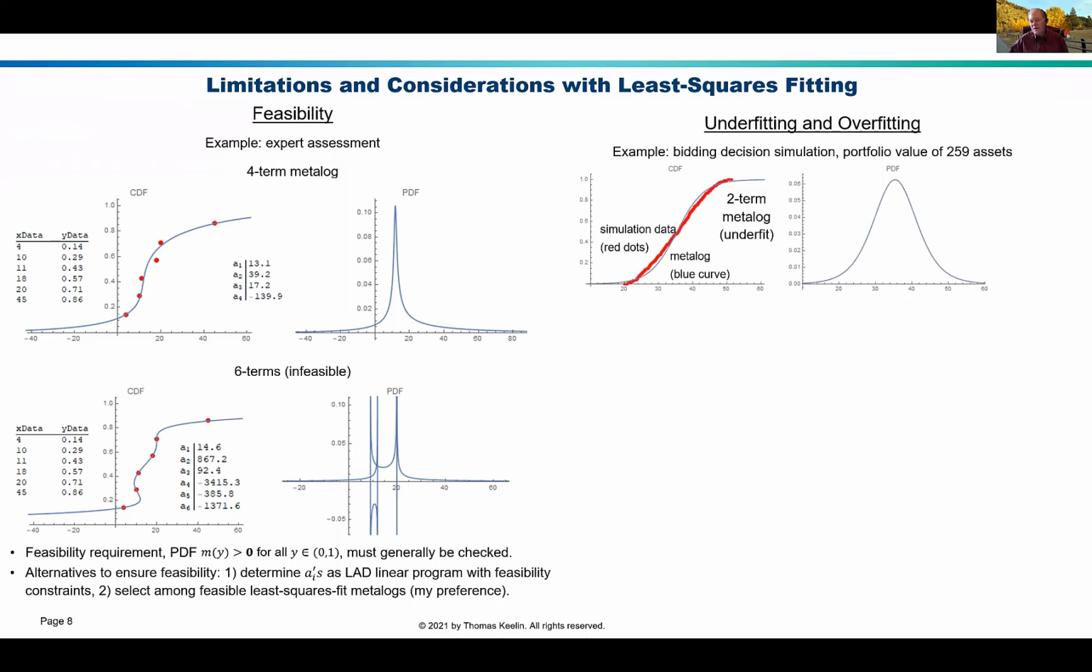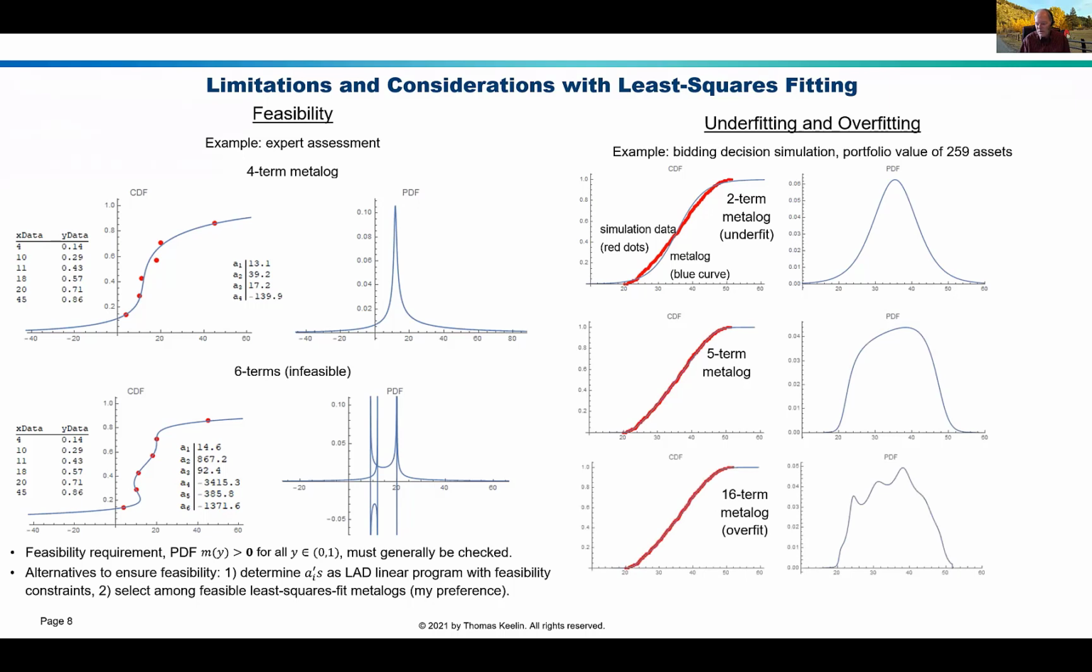A second consideration is overfitting and underfitting. For example, I have some data here from an actual decision, a real world decision analysis. A 2-term Metalog doesn't fit that data very well. A 5-term Metalog fits it beautifully. If I use a 16-term Metalog, I'll get some wavy shapes on the PDF here that are not actually characteristics of the data; they're more amplifying the noise rather than amplifying the signal. So there's some judgment involved in determining which Metalog you'd want to use. In this case, I'd certainly use the 5-term Metalog.